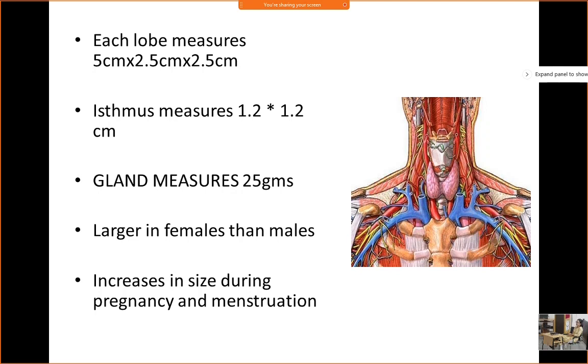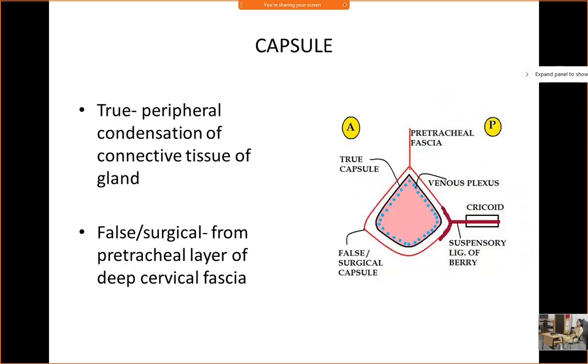These are the conditions where you can see a normal enlargement of the thyroid gland, that is during pregnancy or sometimes during menstruation. Now, what are the capsules which enclose the thyroid gland? We have broadly divided them into the true capsule and the false capsule.